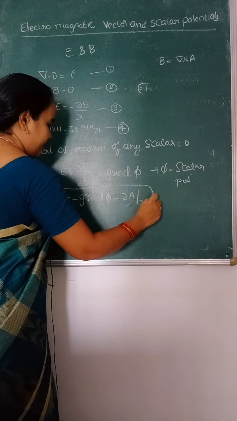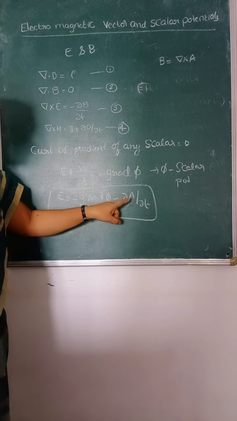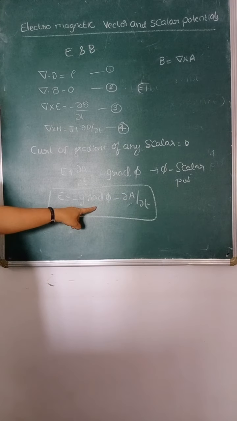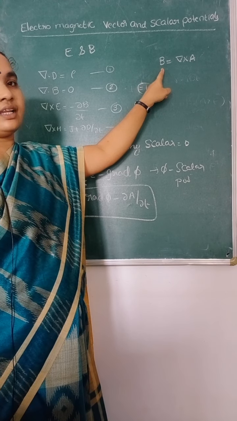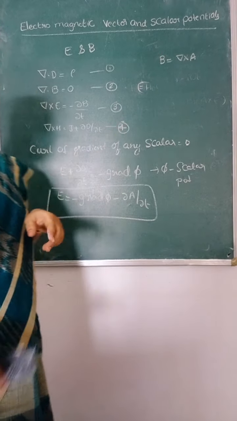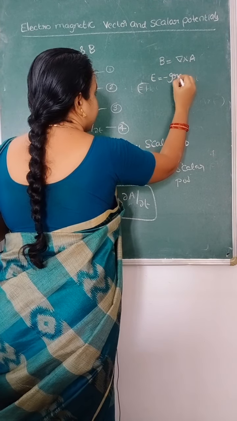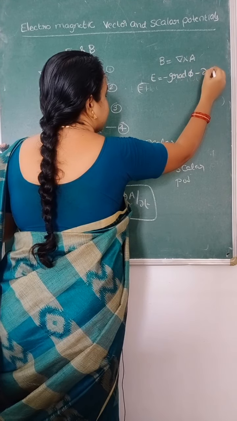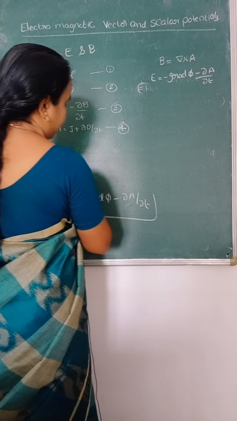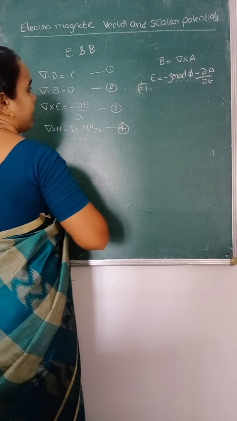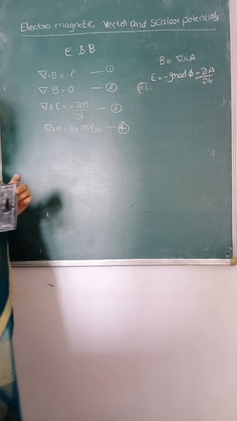So we have derived the electric field vector in terms of vector potential A and scalar potential phi, and we have also found the magnetic field vector in terms of the magnetic vector potential. Let us remember these two equations: E is equal to minus gradient of phi minus dou A by dou t, and B is equal to del cross A. These two equations will govern the calculation of electric and magnetic field vectors in terms of vector and scalar potentials.